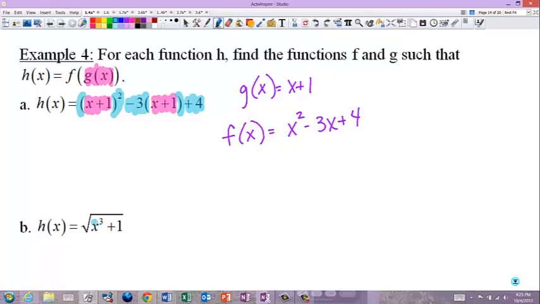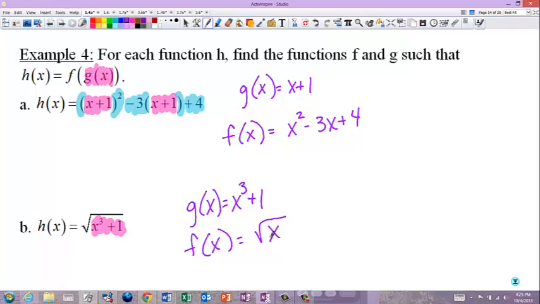Same thing here. The inside function, I should probably do that in pink to match my g. My inside function is x cubed plus 1, so g of x is x cubed plus 1, whereas f of x is my outside function, or my square root of x.